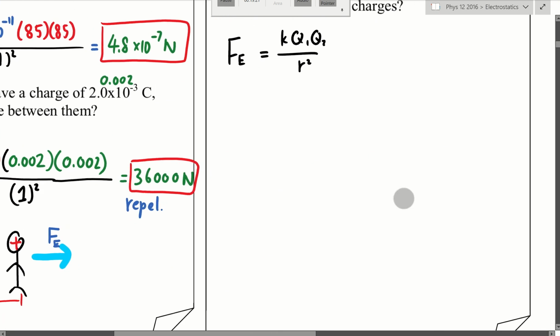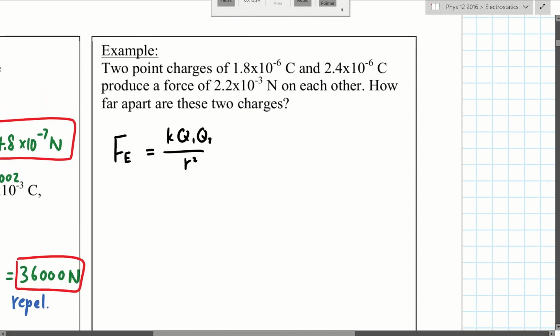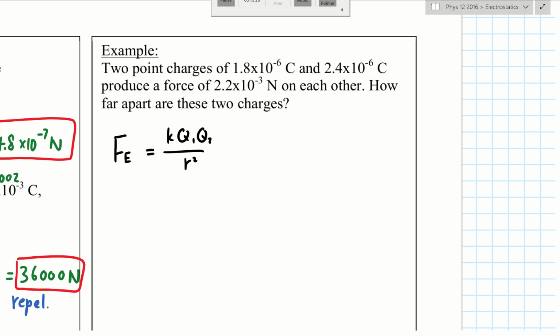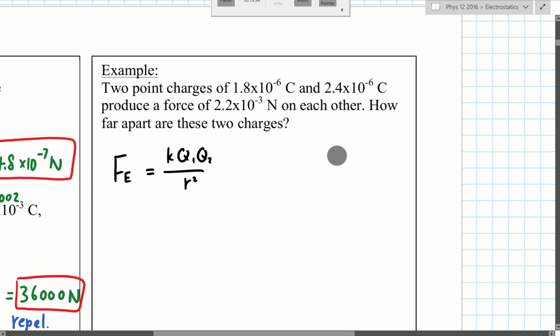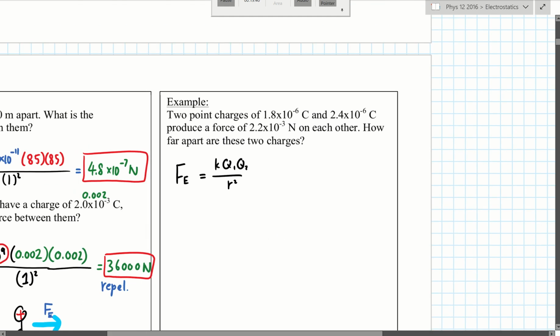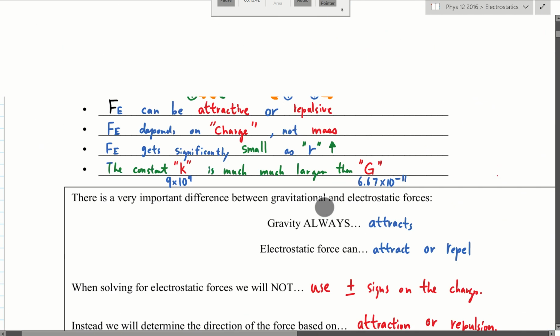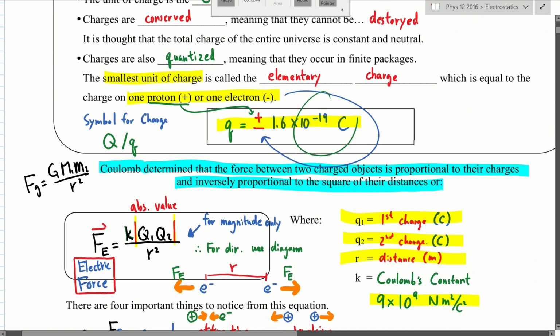Let's do another one. Two point charges. Now, a point charge is an object, like a proton or electron. So two small objects with two charges produce a force of 2.2 times 10 to the negative 3 Newton. Now, I do have to warn you about one thing. Charges are usually very small. Think about it, a proton or an electron, right? If you look back, it has a charge that is like 10 to the negative 19 coulomb.